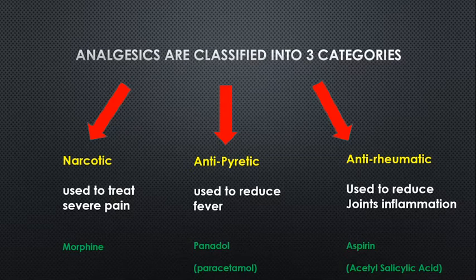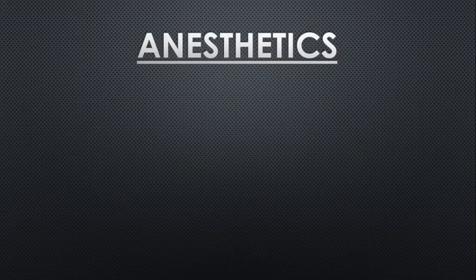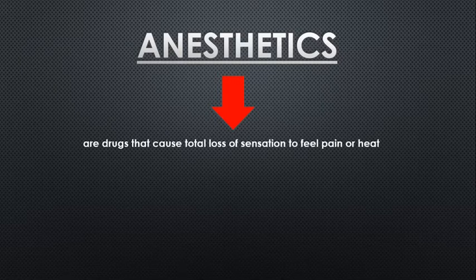Keep in mind that morphine, Panadol, and aspirin are all under the umbrella of analgesics because they eliminate pain. The second class of medicinal drug that I'll be explaining now is anesthetics. Anesthetics are drugs that result in total loss of pain sensation يلي هو البنج.